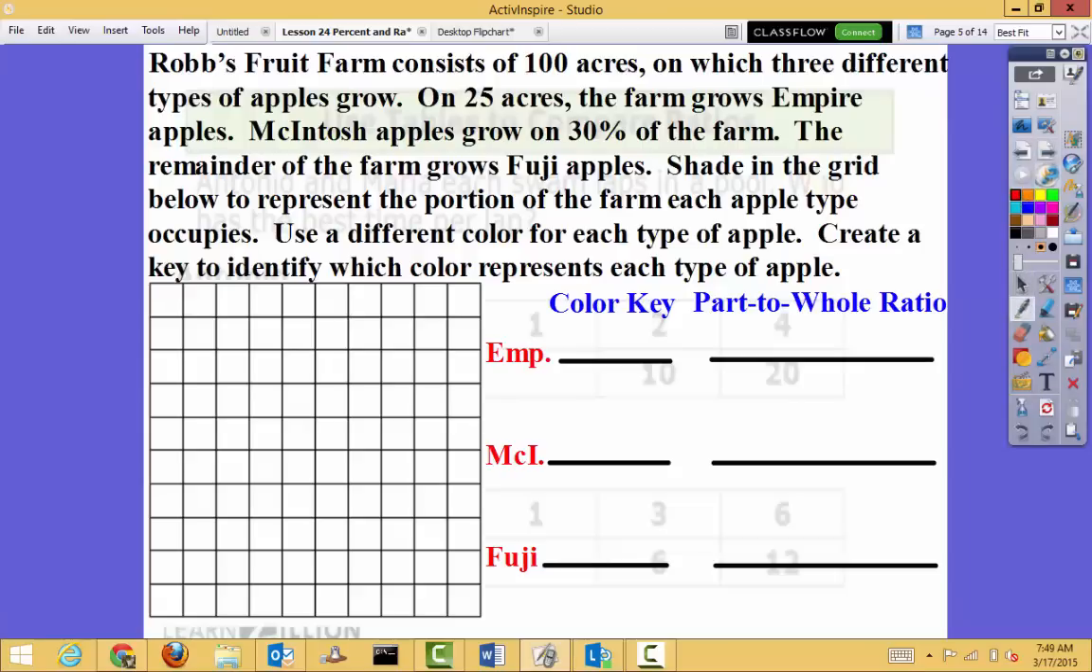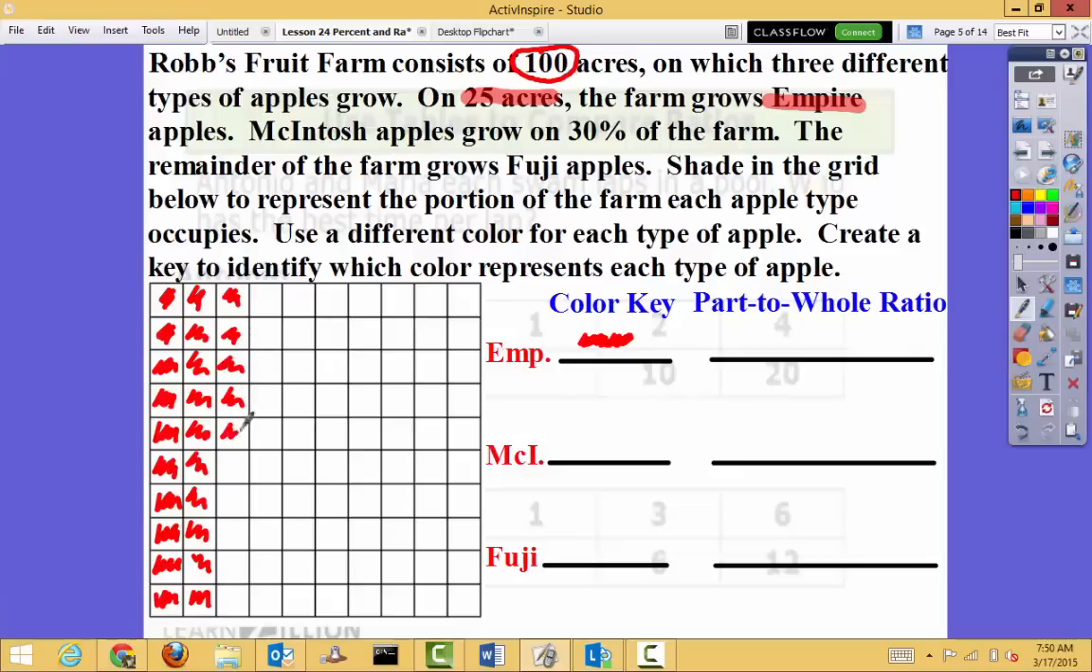So I'm going to start with Empires. I'm just going to say they are red. So let's look. It says this for my Empires. 25 acres are on Empires. So what does that mean? 25 out of 100. So that's going to be 25%. So I need to shade in 25 of these. So 1, 2, 3, 4, 5, 6, 7, 8, 9, 10. Going to do the same thing here, all the way up to 20. And then I'm going to have 1, 2, 3, 4, 5.